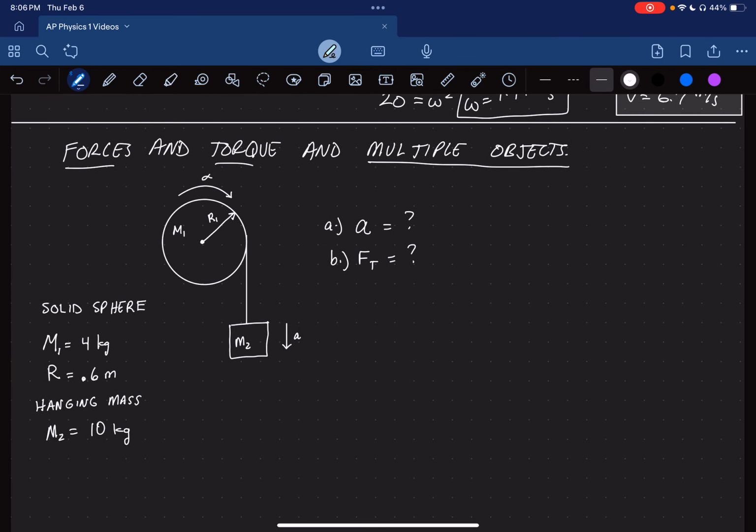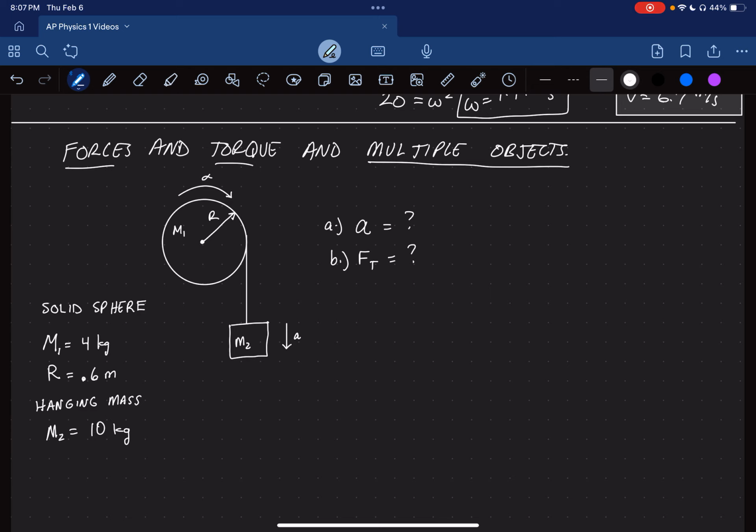Okay, cool. Forces and torque in multiple objects. We have a solid sphere, mass m1, radius r. We don't need r1, just r. And we have mass 2 at the end of a string here. Once we release the system, mass 2 will accelerate down, and this solid sphere will begin to have an angular acceleration. And we have some values over here, m1, r, m2, for these things.